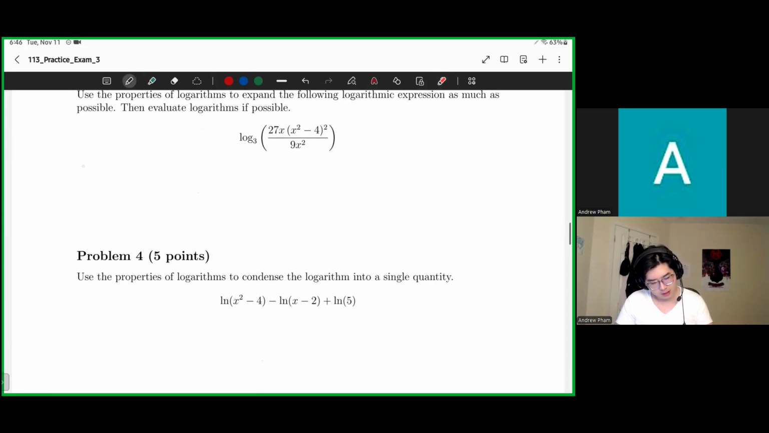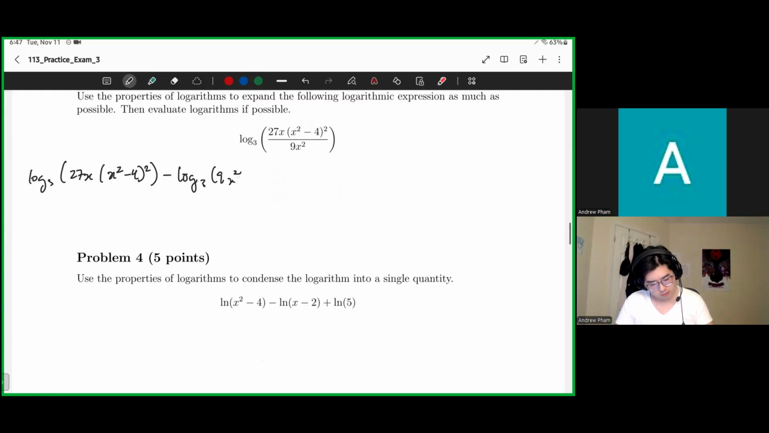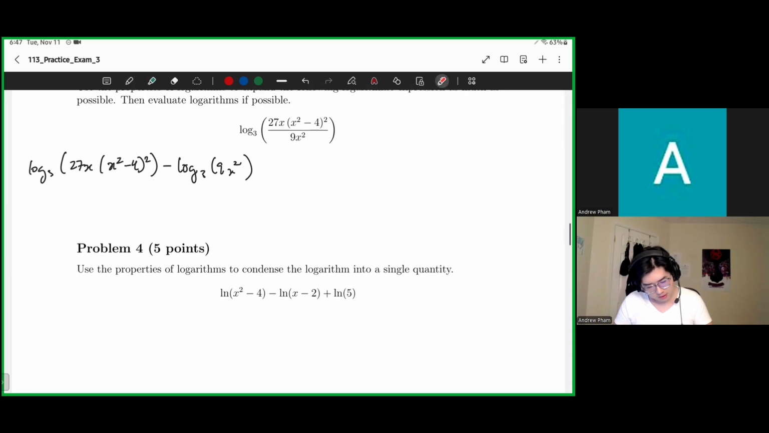So let's do so. I can split this up as log base 3 of 27x times (x squared minus 4) squared, minus log base 3 of 9x squared. I simply just use the quotient rule to split the numerator and the denominator up into a subtraction. Now, I can see that I have a product of 3 things here. I have 27, x, and this quantity right here. So I can split it up using the product rule. Same thing here. I have 9, and I have x squared.